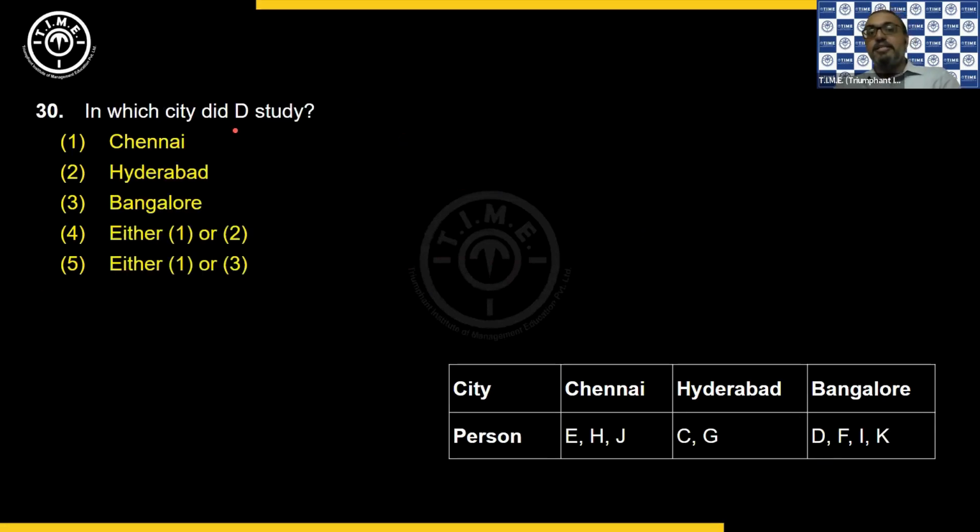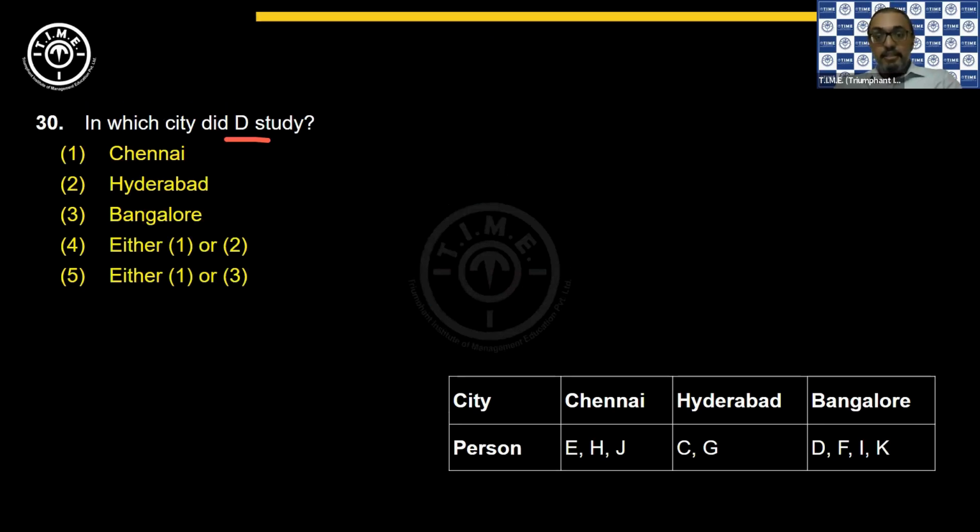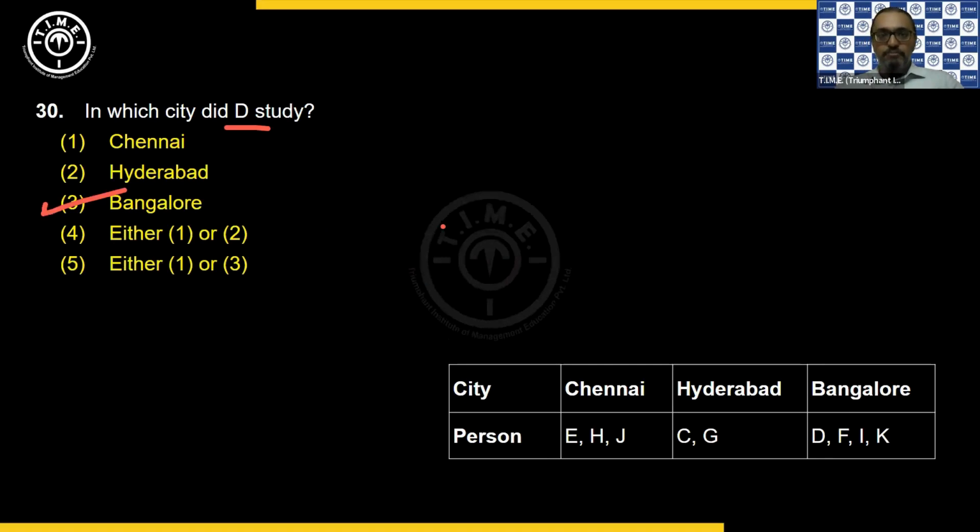And next, which city did D study? Yes. It is third option. Bangalore. Correct. D studied in Bangalore. Third option. Correct. Choice 3 works. Okay. Good. Good. Right. So these are the questions you have in this set.